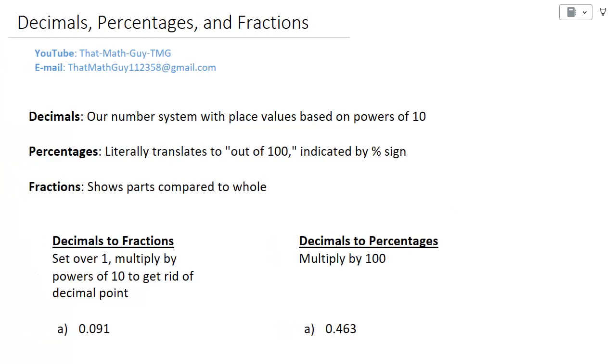Hello again, welcome back. Today we're looking at a little bit of a review of decimals, percentages, and fractions.